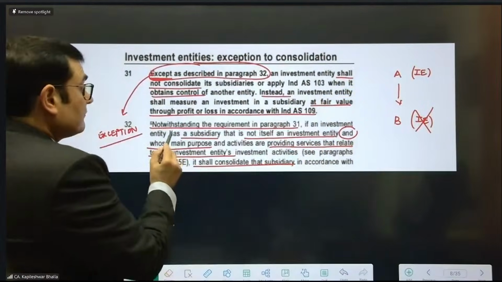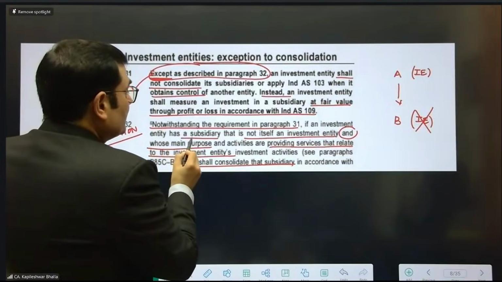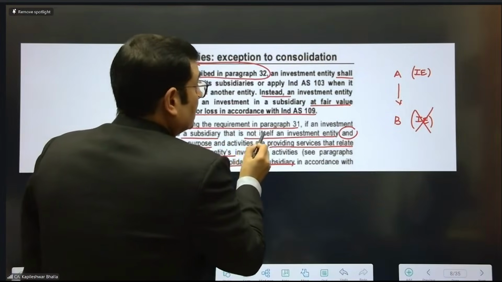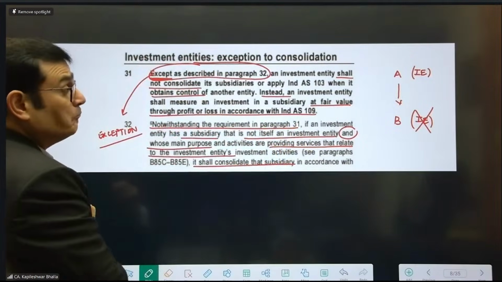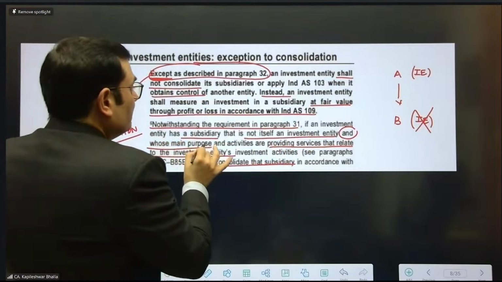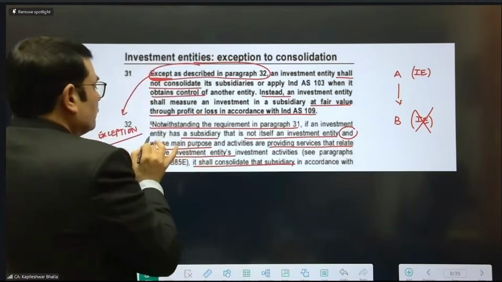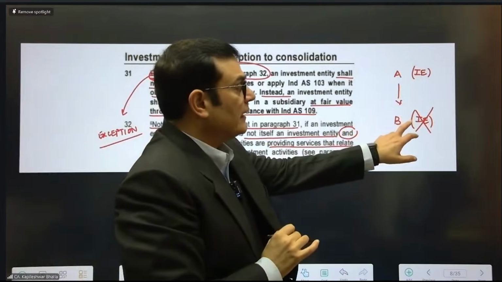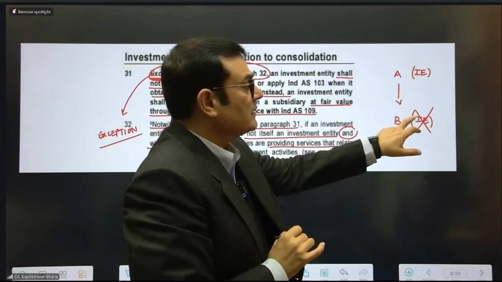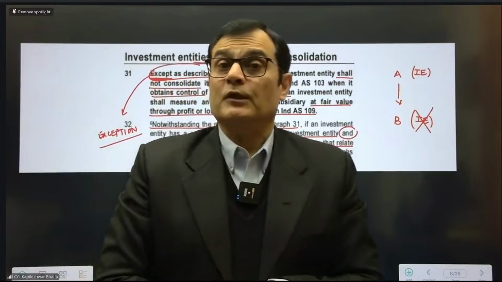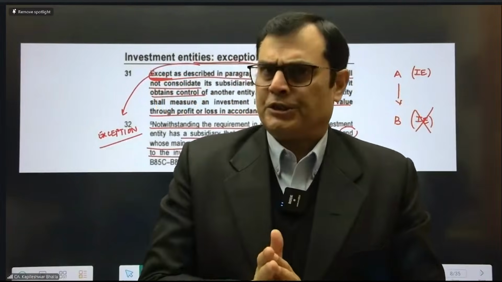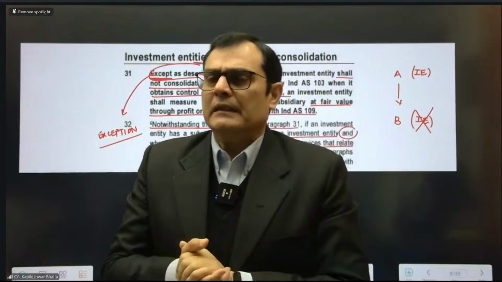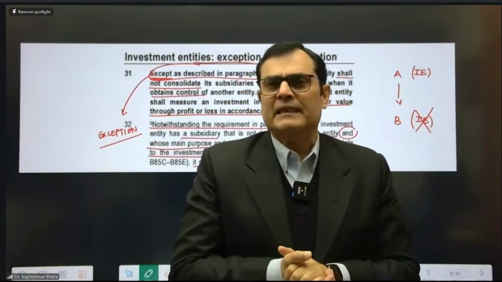Now let's read. It says if an investment entity, that is A in my example, has a subsidiary, that is B, which is not an investment entity, and whose main purpose is providing services that relate to the investment entity's activity. B is not an investment entity, but it's providing services which are similar to A. Now, a small question will come to your mind, sir. If B is providing services similar to A Limited, then why did it not become an investment entity?